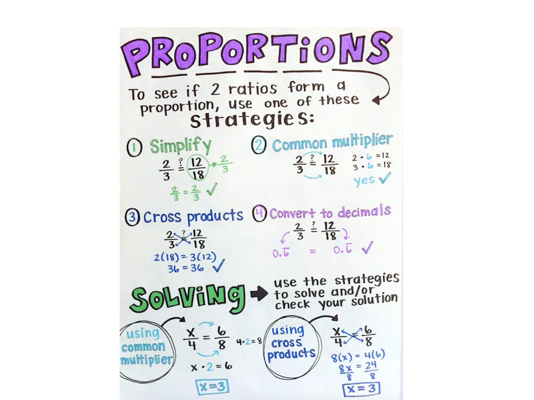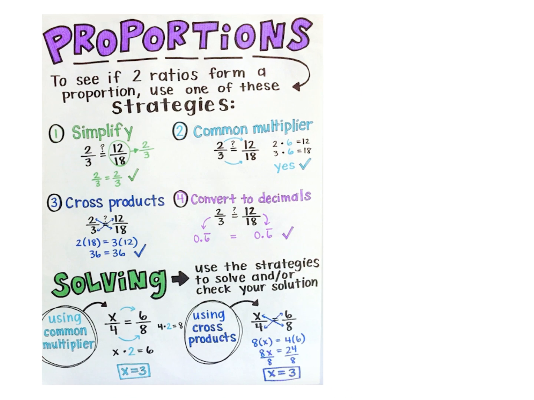Okay? Those methods are all great, but they're not going to work all the time. So for example, if I was trying to figure out if a 4-to-7 ratio was equivalent or proportional to a 7-to-10 ratio, can I simplify either of those fractions?